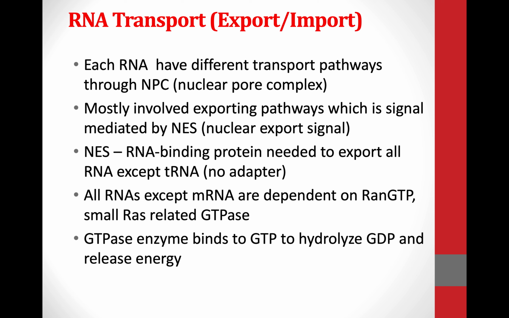So mostly it would involve the exporting pathway, which is signal mediated by the nuclear export signal. The next RNA binding protein would of course be needed to export all RNA except the tRNA because it has no adapter. All these RNAs, with the exception of mRNA, are dependent on Ran GTP and also small Ras-related GTPase. We will have a more detailed explanation on this in a few weeks' time.